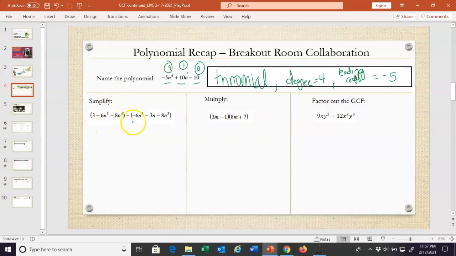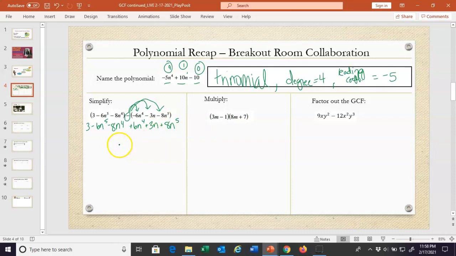All right, simplify. So when you have a minus in the middle, you just want to remember to distribute it to everything on the inside. So this negative here or minus, it means the same thing. It's going to affect the sign of every single term in here. Going to make it opposite. So I'm just going to rewrite this and then make sure that we change the sign of each of these terms. So this will be a plus 6n to the fourth, plus 3n, and plus 8n to the fifth.